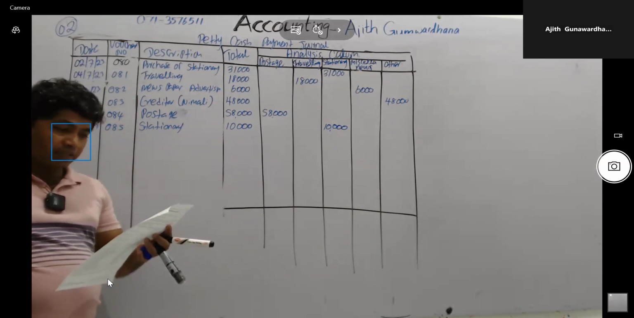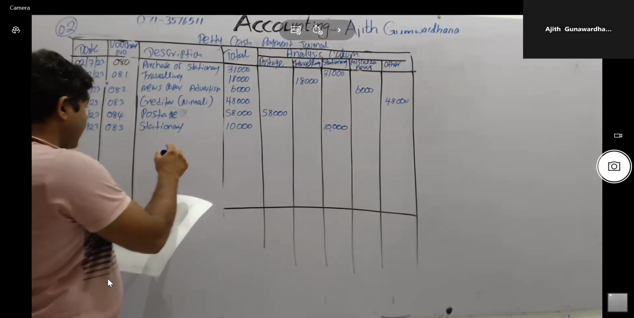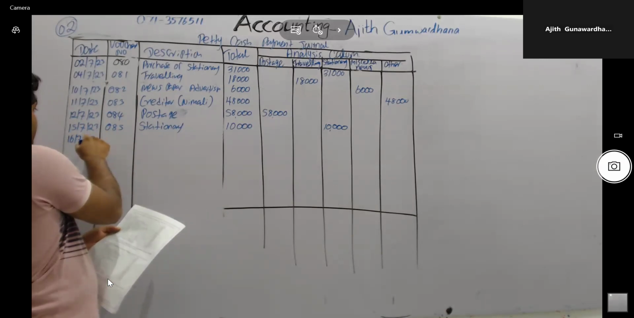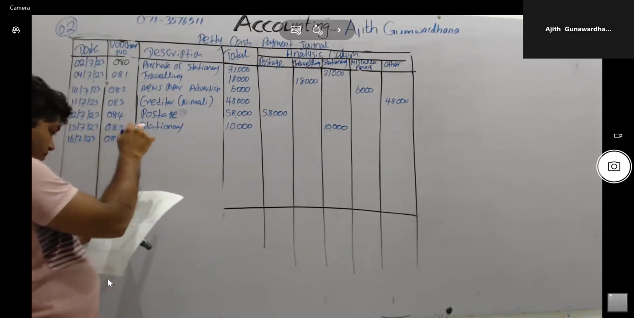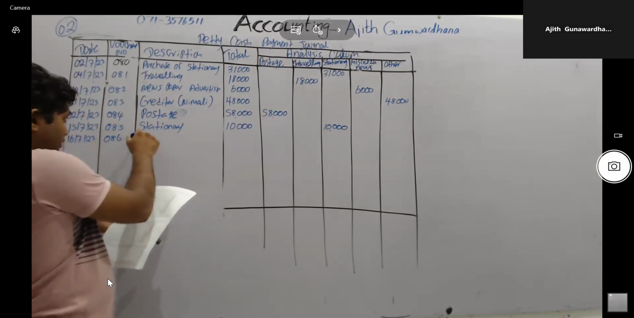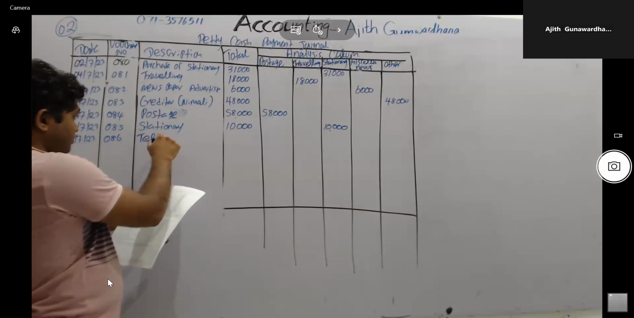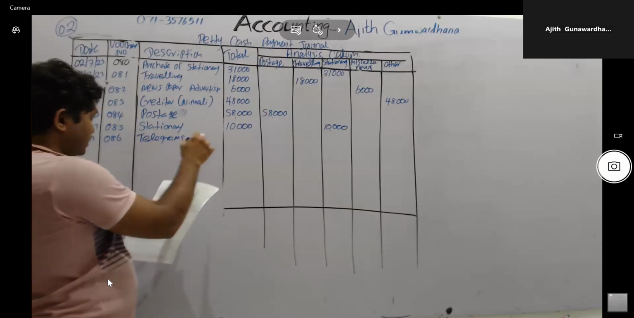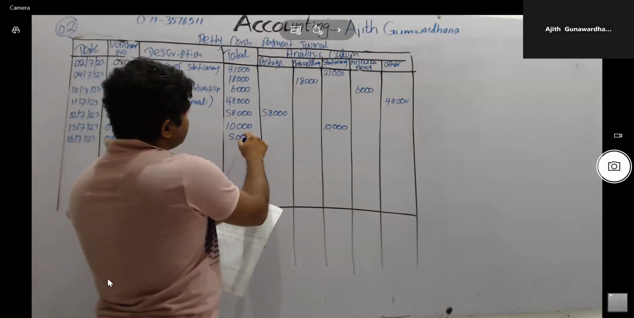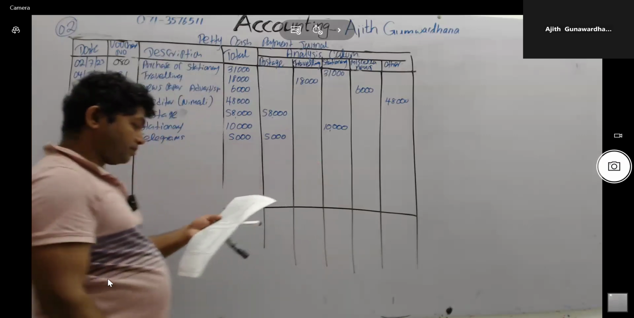And telegram expense is also given, 16 July 23, 086. Telegram is also part of postage. Think telegram expense, 5,000, in the postage column. Think of the analysis column.